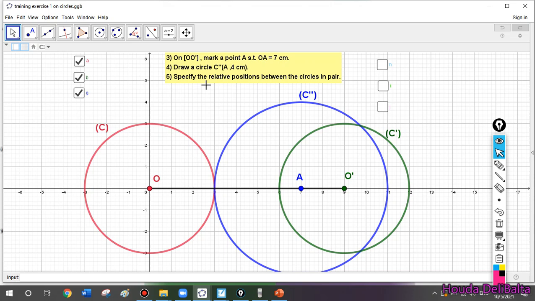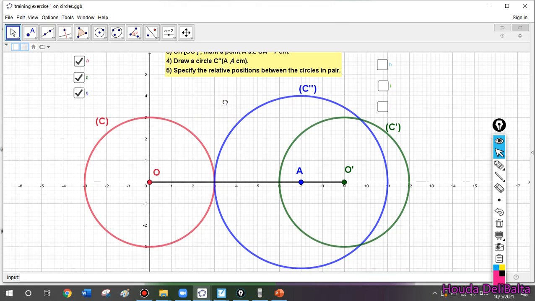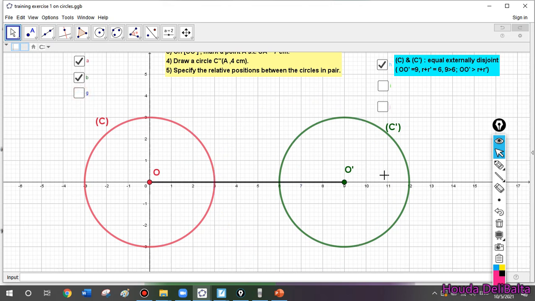Now we have to talk about the relative positions between these circles in pair. So let's talk about the relative positions and justify our answers. According to C and C prime, so that's what we mean by in pair. We have to study the relative positions between them 2 by 2. According to C and C prime, let's hide C double prime, they are externally disjoint circles.